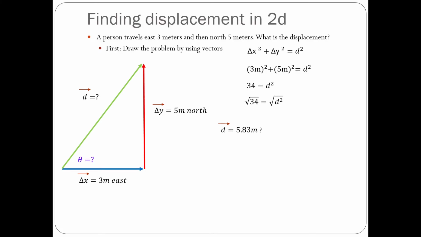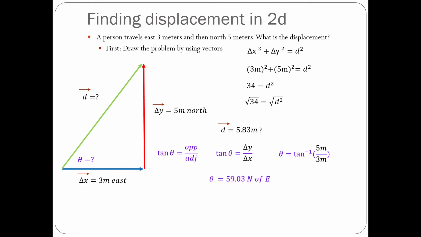To solve for this angle, a trig function will have to be used, and I'm going with the tangent function. Since all sides are known, sine and cosine are also viable options in solving the angle. Make sure your calculator is in degrees first. Tangent of the angle is equal to the opposite over the adjacent. In this case, the opposite side is delta y, and the adjacent side is delta x. Tan inverse of 5 over 3 gives us an angle of 59.03 degrees north of east.